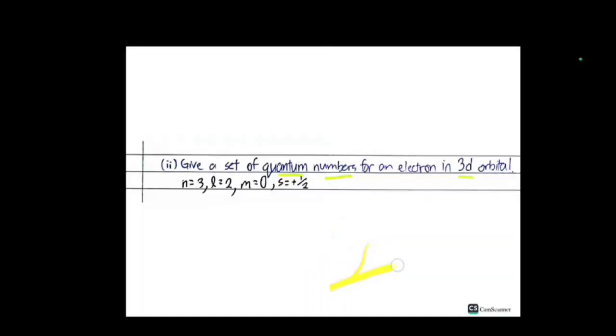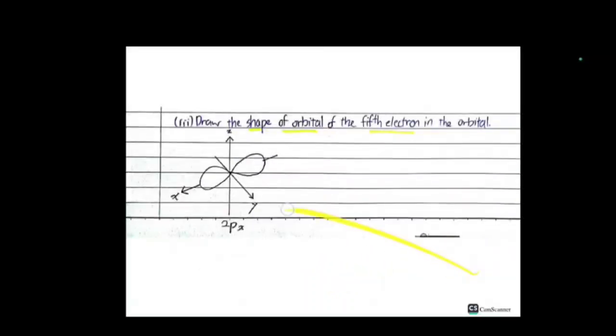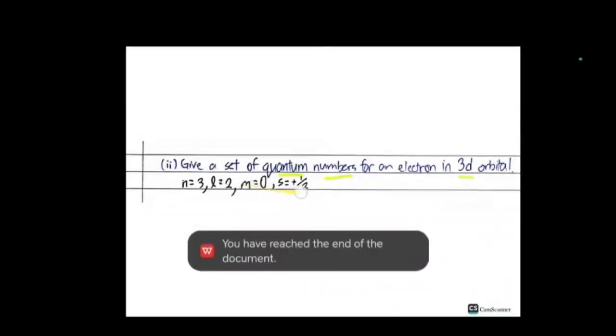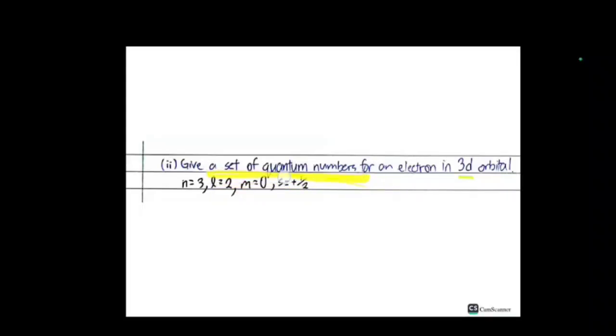For s we have positive 1 over 2 or negative 1 over 2. Because we just need a set of quantum numbers, we just choose either one. This is n equal to 3, l equal to 2, m equal to 0, s equal to positive 1 over 2.